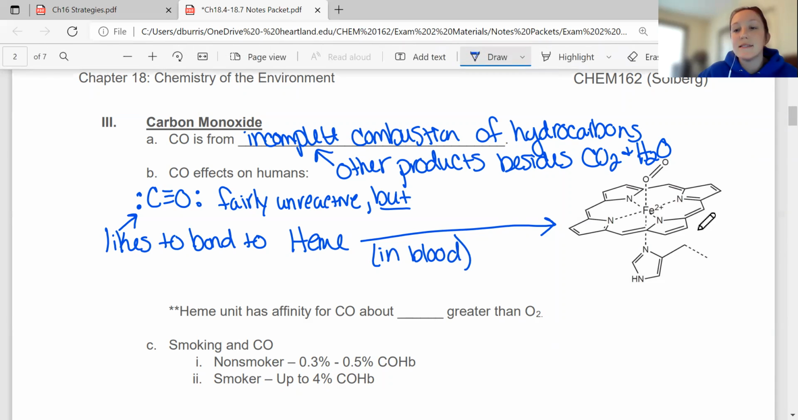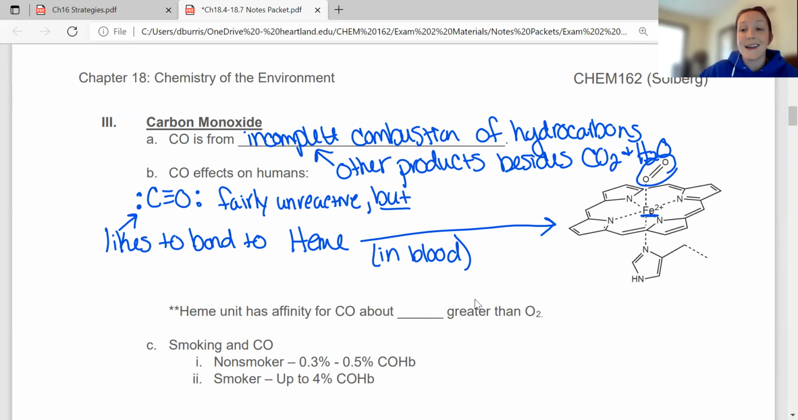So this is a heme molecule. See the little iron there? We've got iron in our blood. Oxygen is supposed to bond to heme. However, if there's too much carbon monoxide, it takes the place of the oxygen and your body can't circulate oxygen. The problem is that heme has an affinity for carbon monoxide 210 times greater than oxygen.